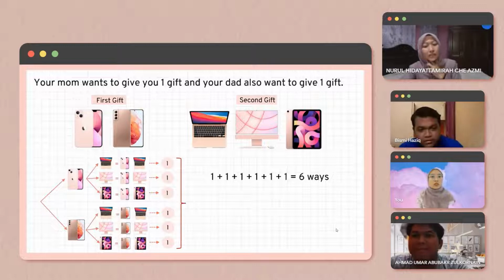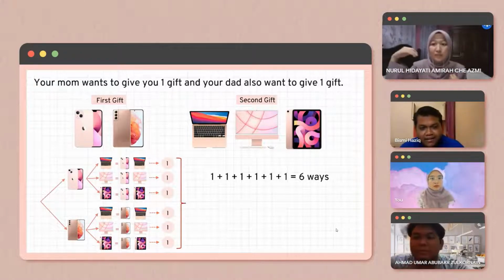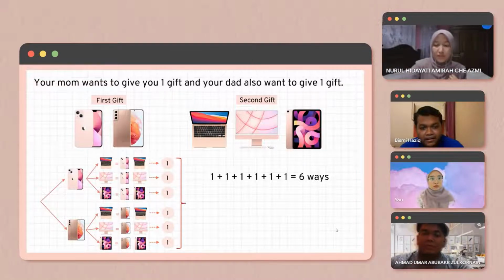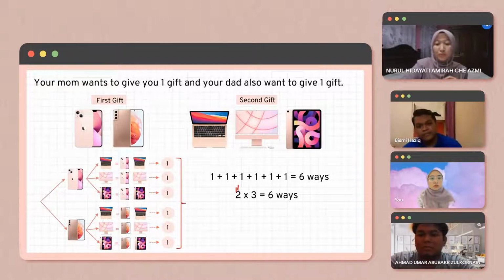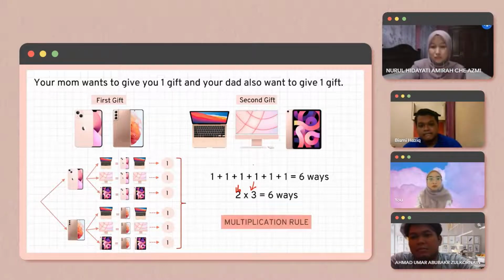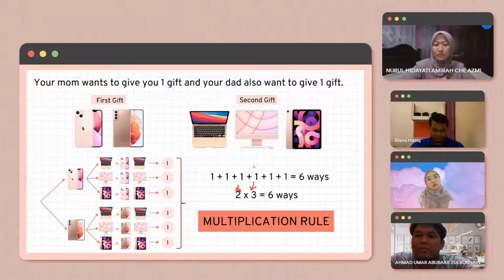Yes. Okay, but if your uncle wants to give you a present too, it is really complicated for us to write because there are too many choices. So we just need to multiply, since there are 2 gifts. Basically, the formula that applies here is the first gift multiplied by the second gift. In this situation, we use the multiplication rule. Okay, can you differentiate between the addition rule and the multiplication rule? Yes.